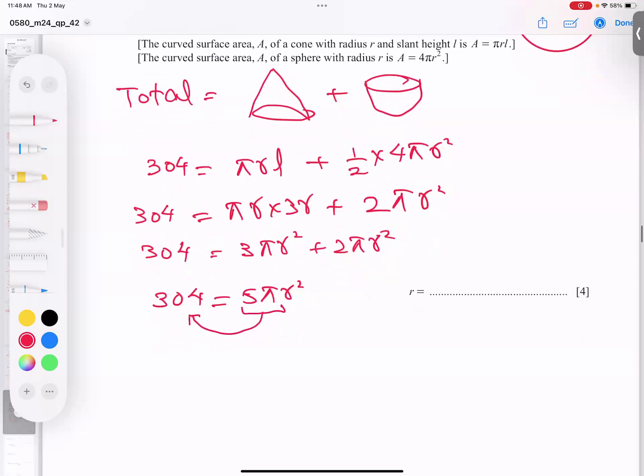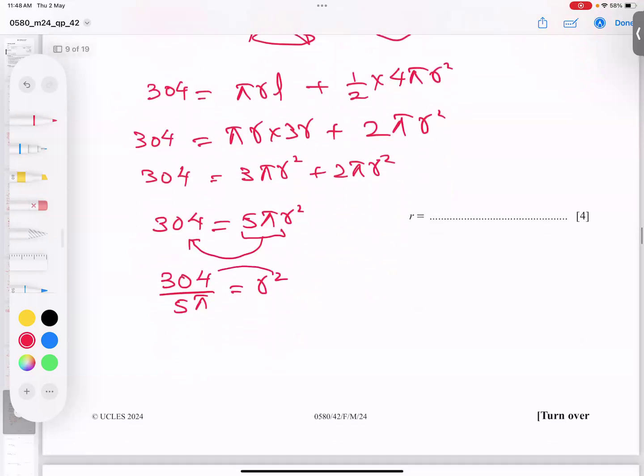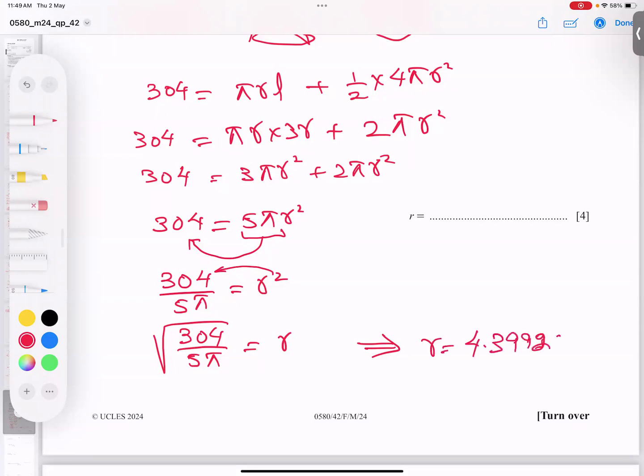This will divide. So only one best way, improve algebra. Now power 2 will shift there, become root. And now student, I'm typing in calculator. Square root of 304 divided by 5 pi. And I get it. What answer? So radius become 4.39923.